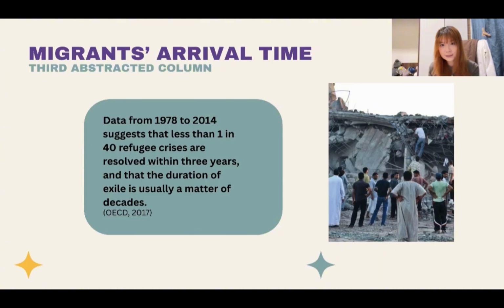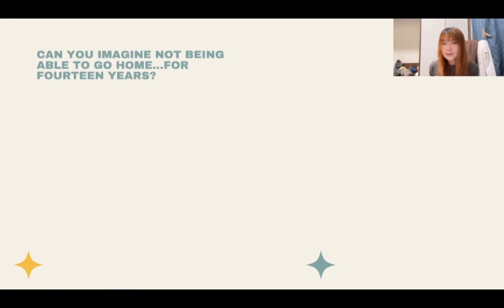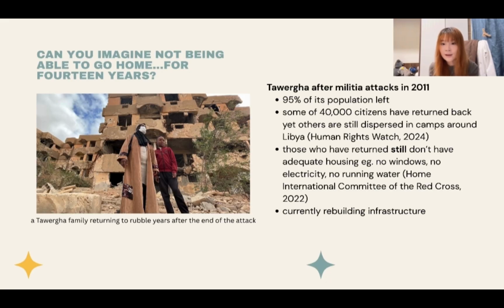Next, migrant crises are often very long. Less than 1 in 40 are resolved within 3 years. This is what the residents of Tarweha faced after military attacks in 2011. And even those who have returned have insufficient housing, with no windows, electricity, and water.